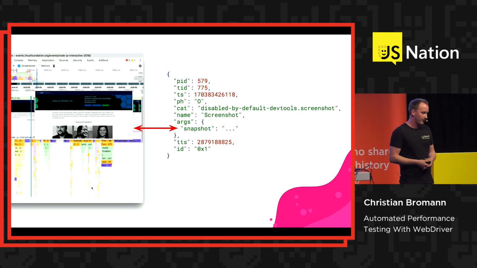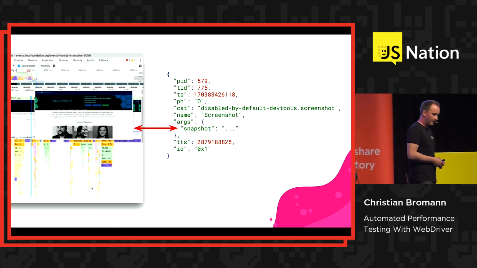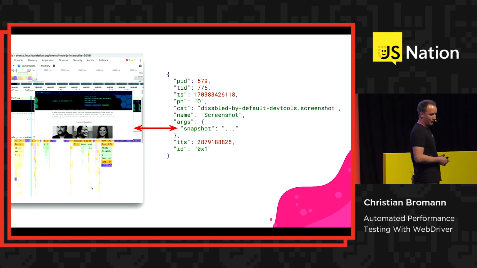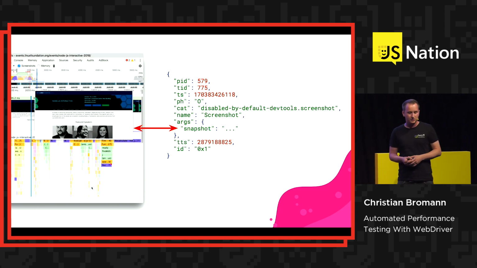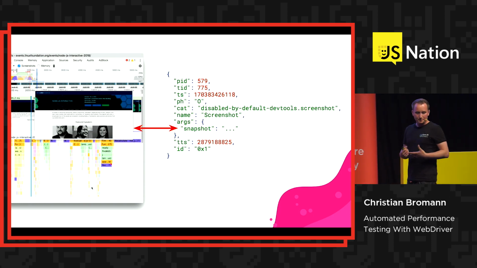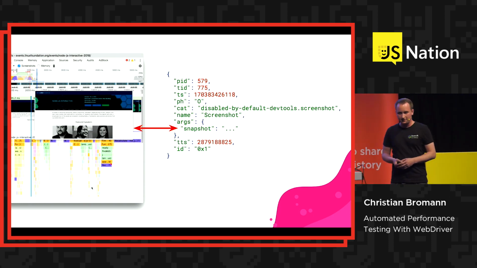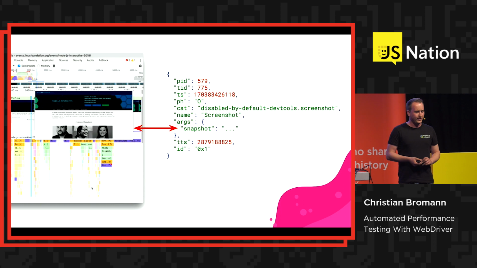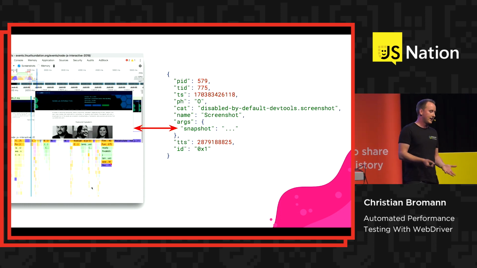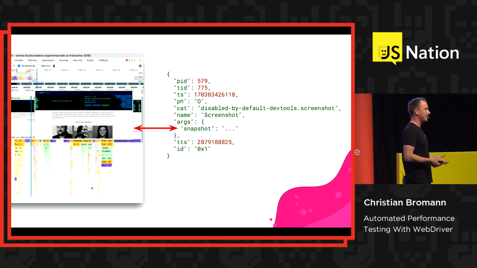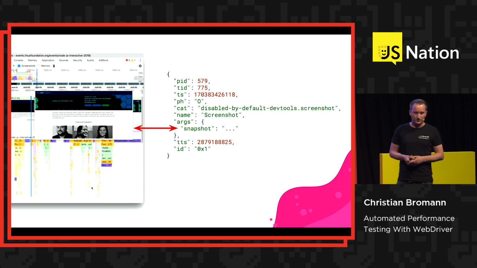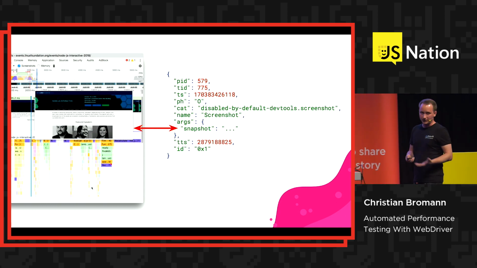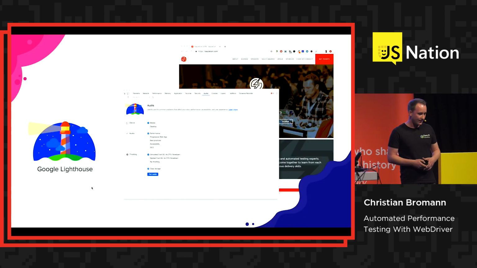Another popular example are the screenshots that you see. They are called screenshots. In their arguments, it's a base64 encoded image, and it's in the category disabled by default. It's DevTools screenshot. The reason why it is prefixed as disabled by default is because those kind of categories technically impact the browser performance. So you want to be careful if you want to trace those kind of information, and only do it if you really need to.